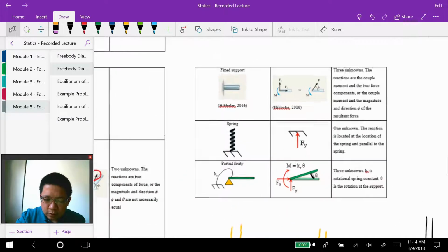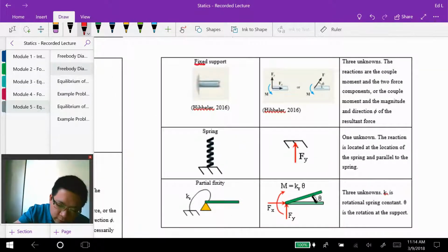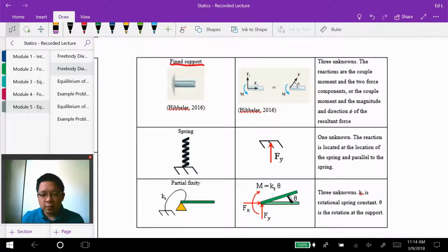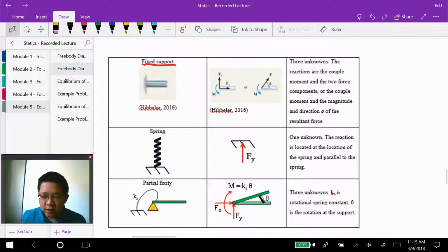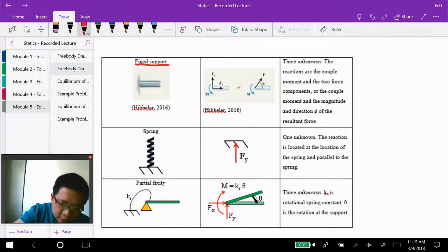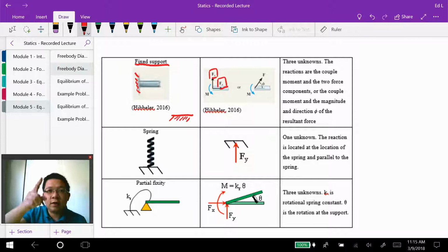And the next type of support is what we call a fixed support, and this fixed support is able to restrict the motions in the vertical, horizontal, and rotational directions. If this is the fixed support, sometimes I will use this symbol to indicate it. The reaction forces will be Fx and Fy, which are the reaction forces in the horizontal and vertical direction, and also a reaction moment.